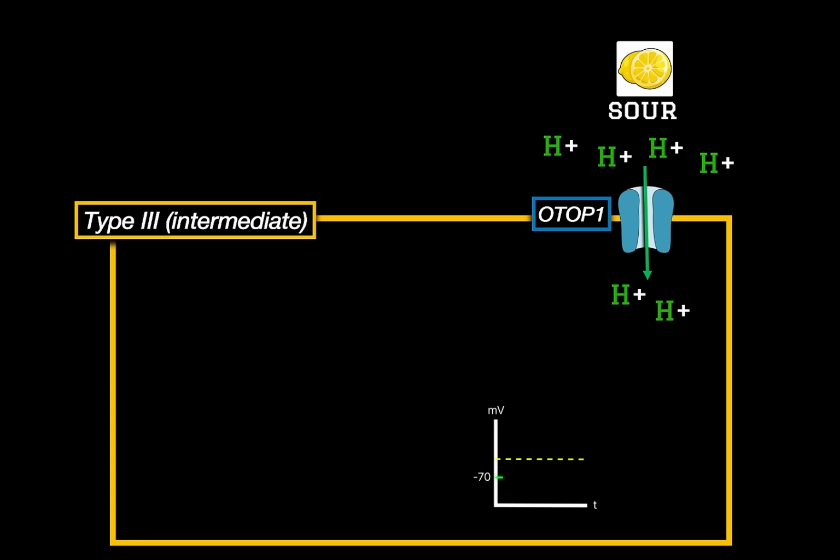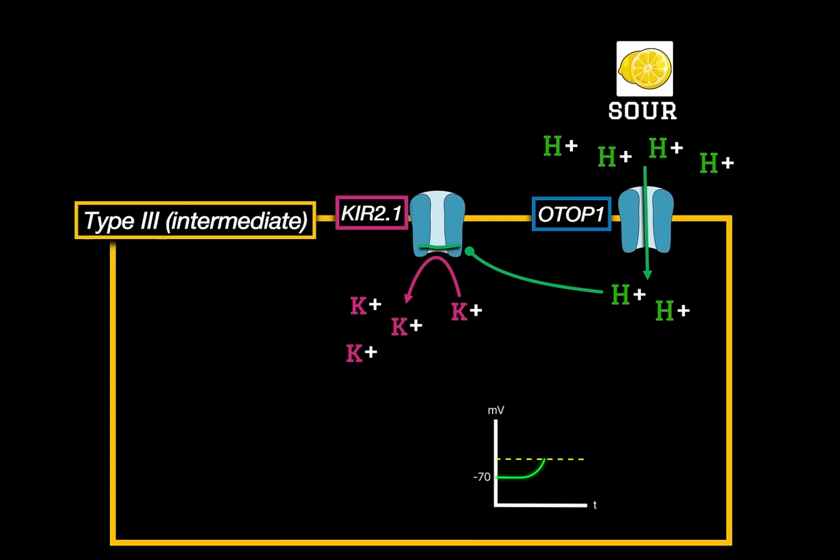First, the positive charge carried by the hydrogen ions begins to depolarize the membrane. Second, the influx of protons acidifies the cell's interior, and this drop in intracellular pH blocks the potassium channels called KIR 2.1. When these potassium channels close, potassium can no longer leave the cell, as it normally would, which further shifts the membrane potential and causes the cell to depolarize.